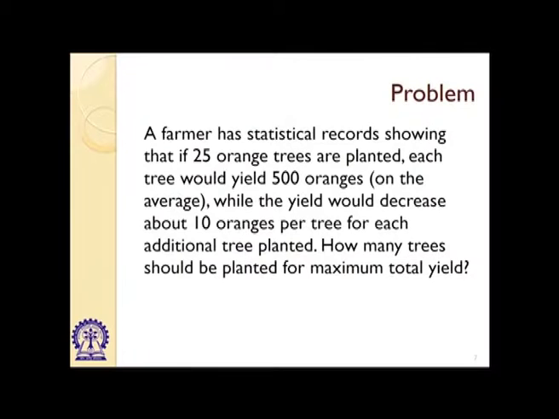For the normal case, we are getting 500 oranges from a tree. But the next information, if we plant one tree extra, from each tree 10 oranges will be reduced. That means we will get 500 minus 10 from each plant. Now, the question is how many trees should be planted so that the maximum yield will come. Now, let us construct a function for solving this.